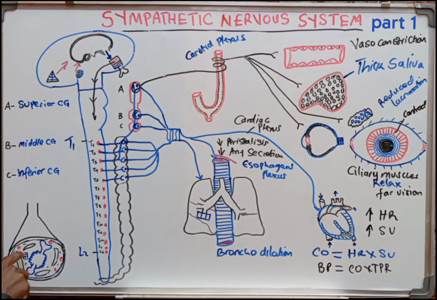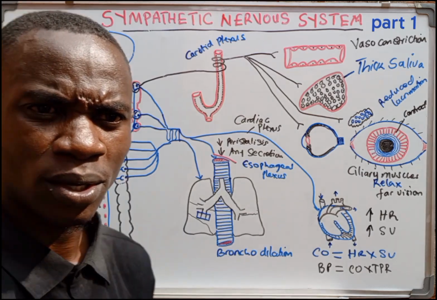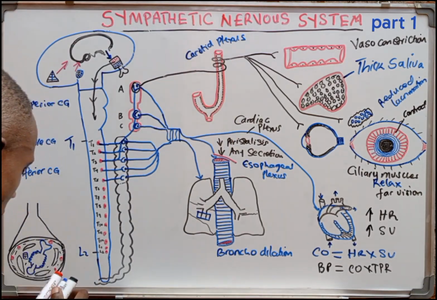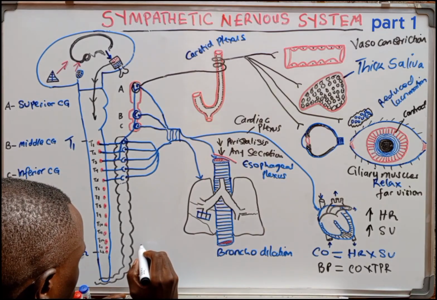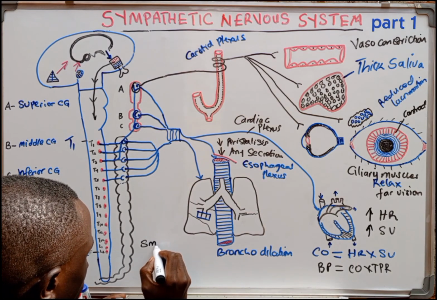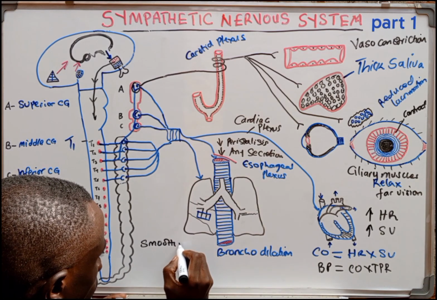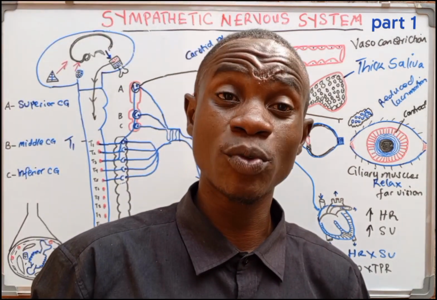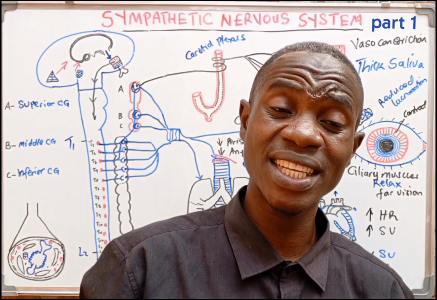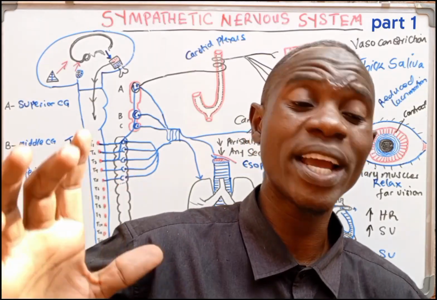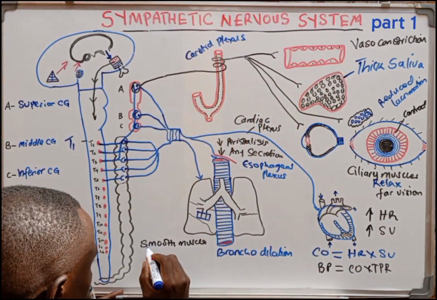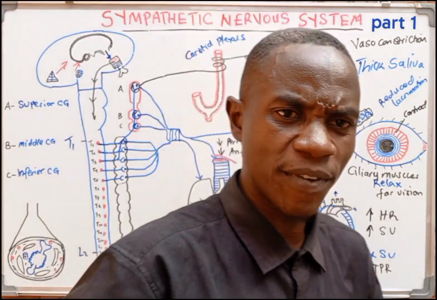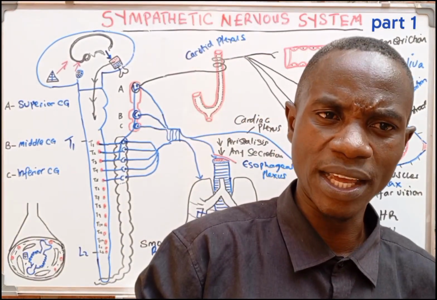Now we even have some other cells like the mast cells. We want to see the sympathetic effect on all these structures. For the smooth muscles, we need them to relax such that the bronchial diameter widens. We need the smooth muscles to relax. That is going to be the sympathetic effect on the smooth muscles of the bronchi.